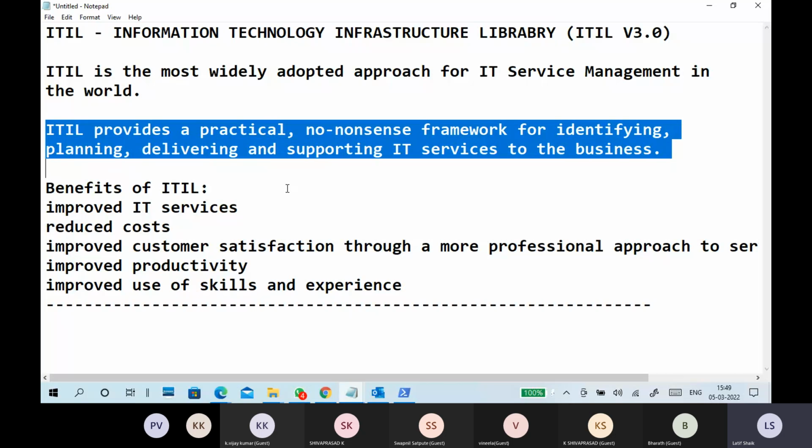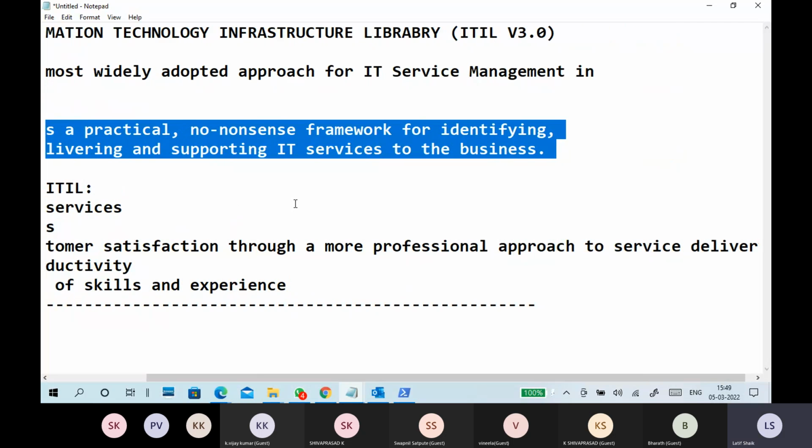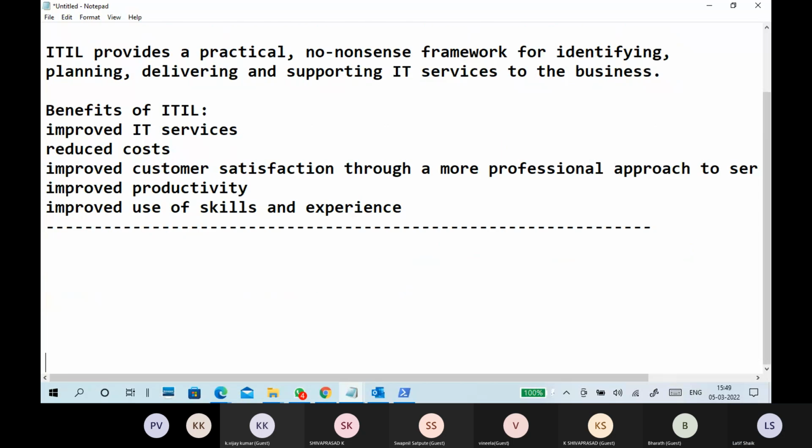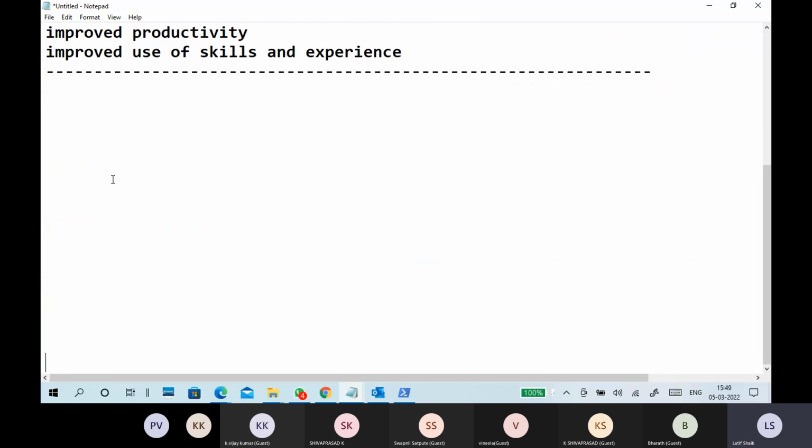Benefits of ITIL: improved IT services, reduced cost, improved customer satisfaction through a more professional approach to service providing. Provide service delivery, improve productivity, improved use of skills and experience. So this is the first point you have to tell about ITIL.